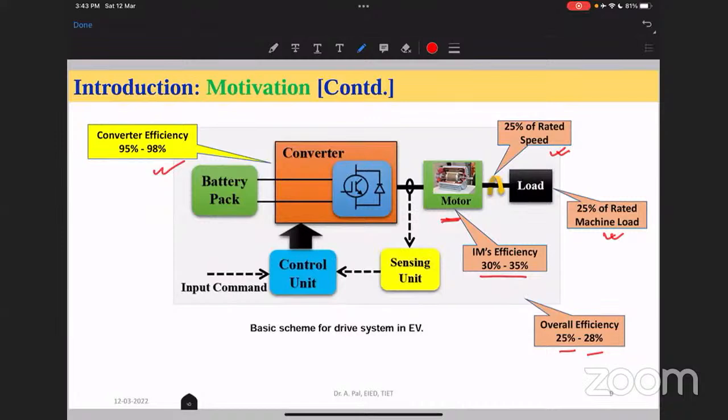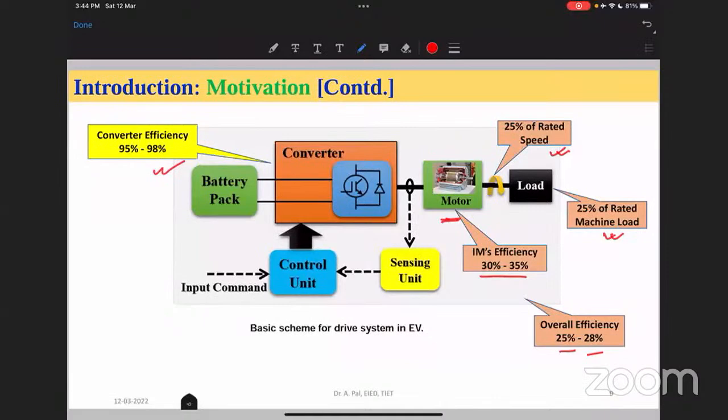And in industry, we find that the motor always chosen for a particular application is an oversized motor or overrated motor. If we require, say, 30 kilowatt of load, we use a 50 kilowatt machine for safety purposes. So that means machines we always consider are oversized machines, for safety purposes. So the machine never operates at full load conditions in a practical scenario. That is the thing.